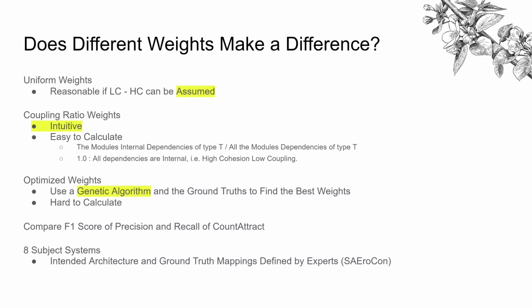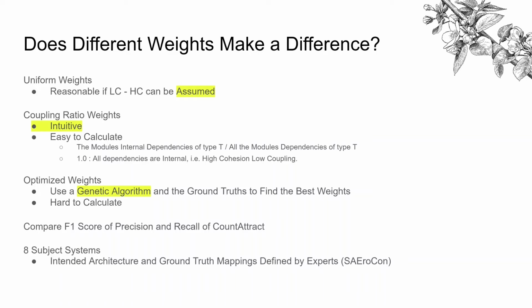However, we also believe that the dependencies and the types of dependencies interconnect, and it's more complicated than just looking at one single type at a time. So we opted to use a genetic algorithm and the ground truths to find the best weights. And of course, this is quite hard to calculate and takes some time. We then proceed to compare the F1 score of the precision and recall of the CountAttract function and see which of these weighting schemas perform best.